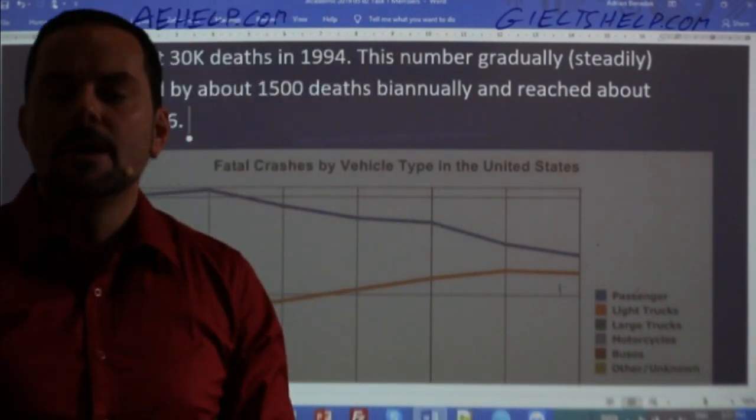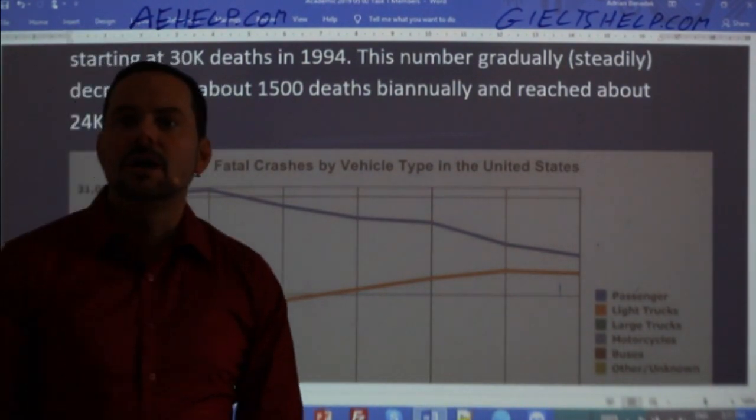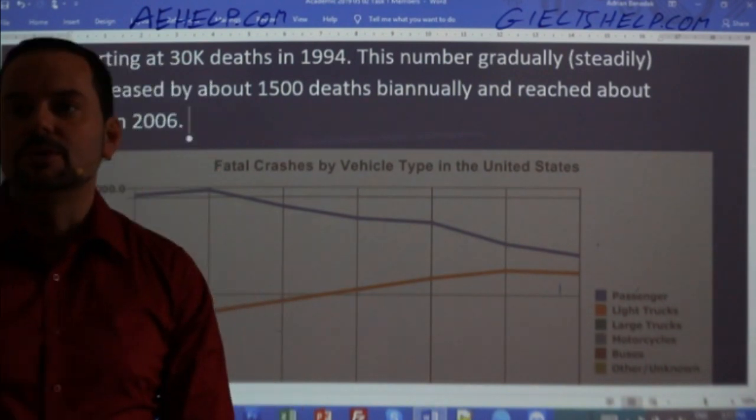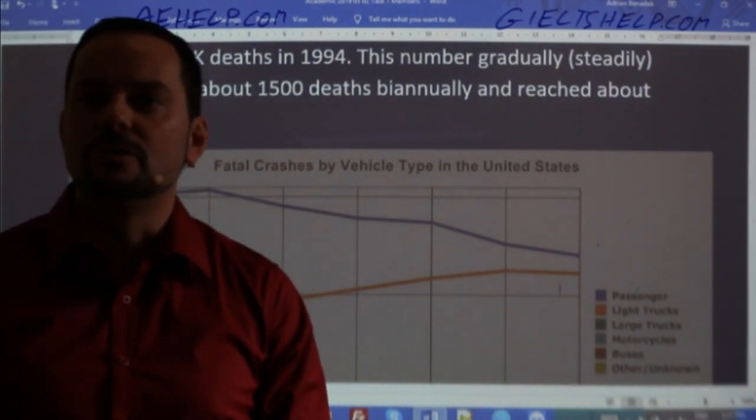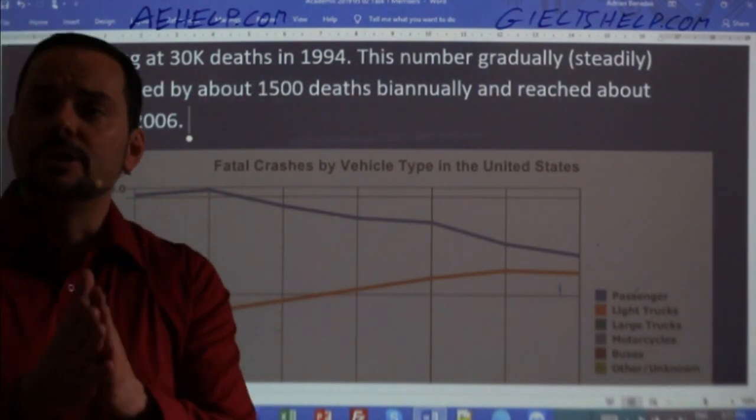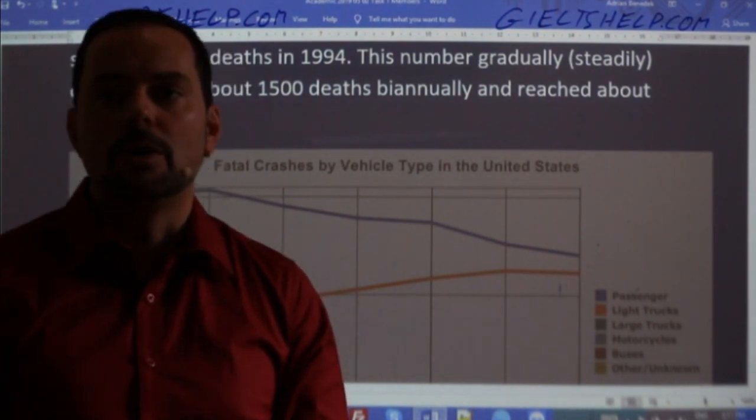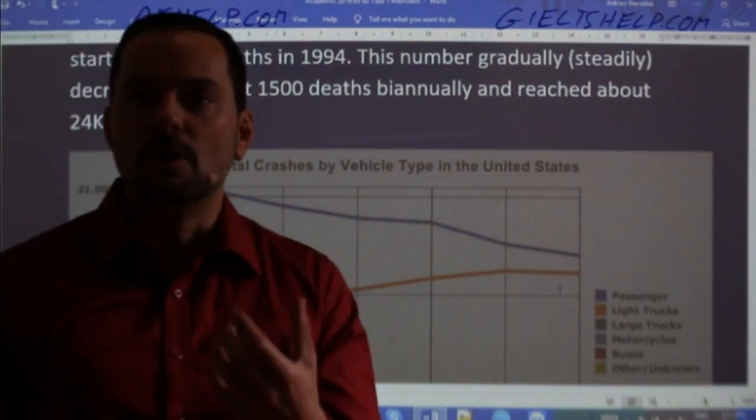Okay. Preeti, in the year 1994, the fatality rate was highest at 30,000. Then it steadily decreased with 1,500 to 2,000 deaths biannually and reached about 24,000 in 2006. Preeti, that's very good. Again, same advice as to IGOL. Make sure to remind your audience that you're talking about small vehicles.